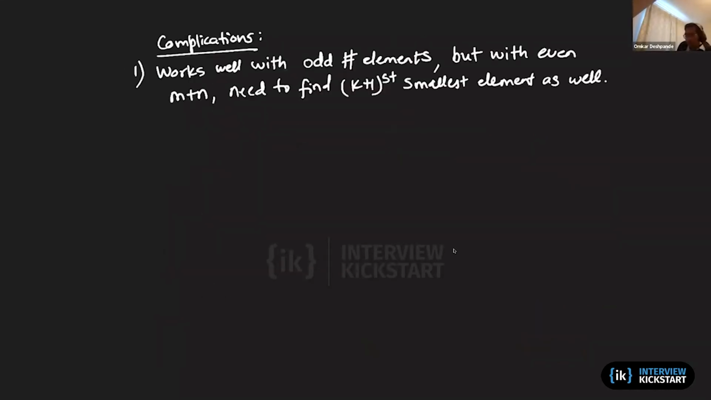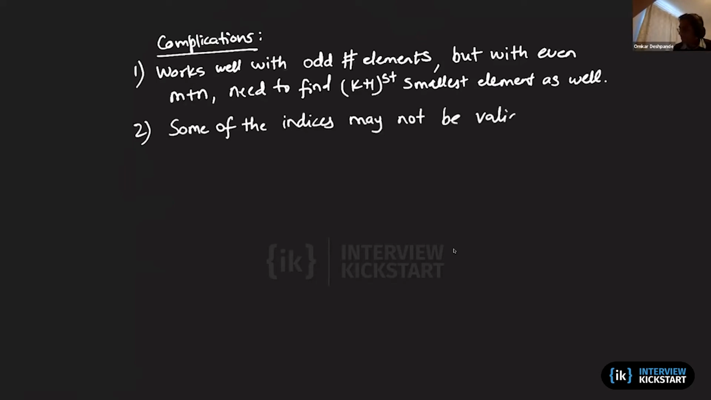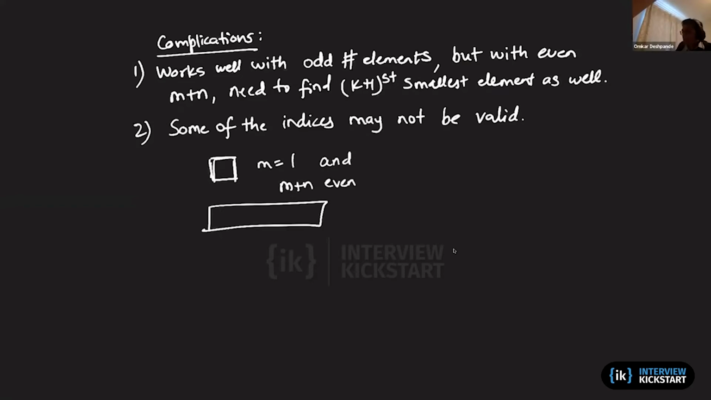Now somebody did point out that in the process of doing this, some of the indices may not be valid. Why could that happen? Suppose, for example, that the first array had only one element, and the second array had more elements. Suppose m was 1. And let's say m plus n was even, which means we want not just the kth smallest value. So let's say m is equal to 1, and this is the kth smallest value.